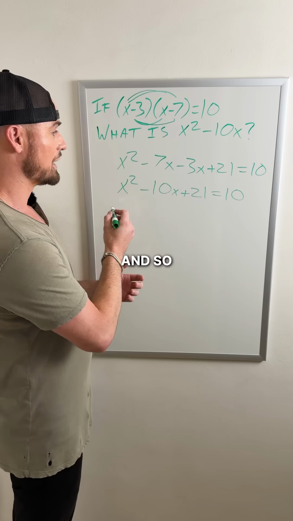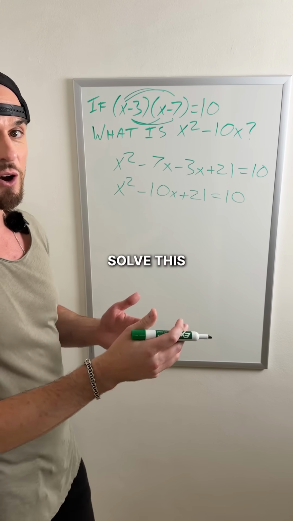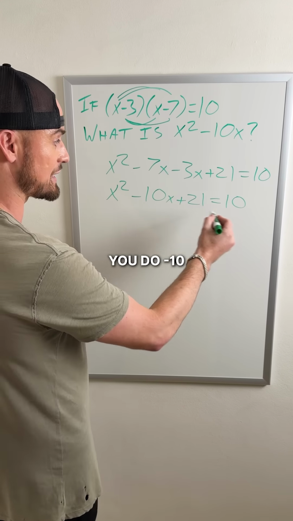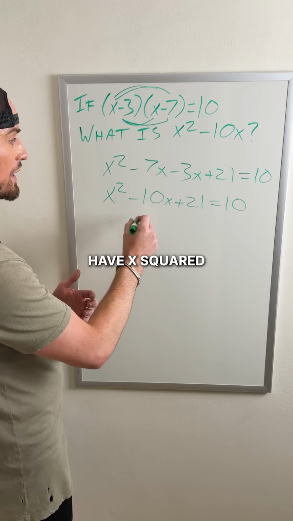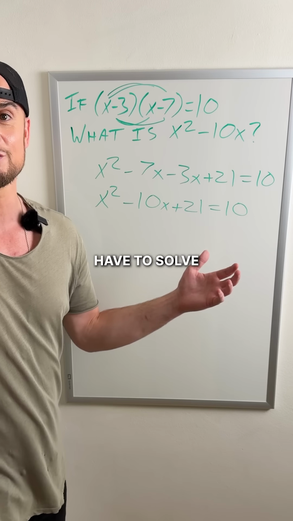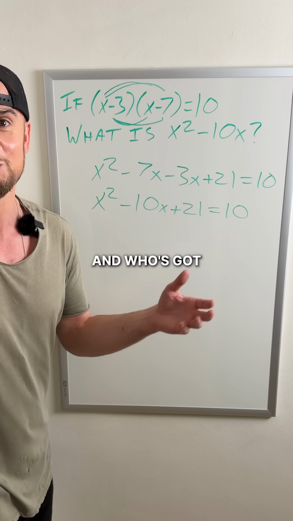equals 10. And so now that we've got this, if you were to solve this out for x, you would solve it like a quadratic equation. You'd do minus 10 on both sides, and then you'd have x squared minus 10x plus 11 equals 0. But then you have to solve a quadratic equation, and who's got time for that?